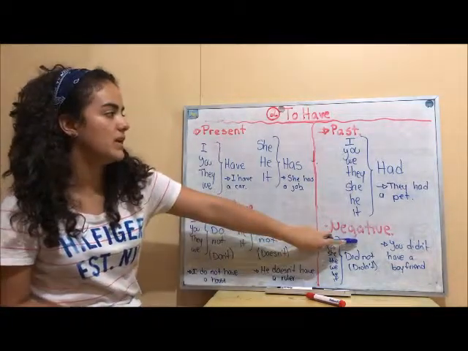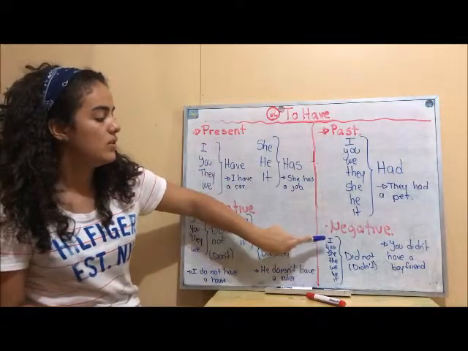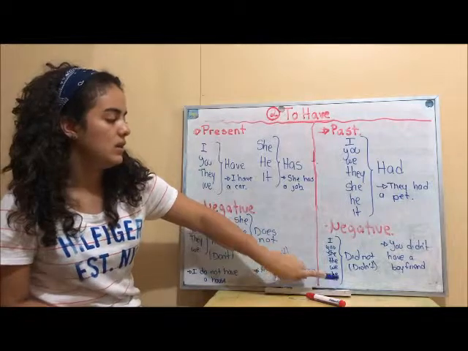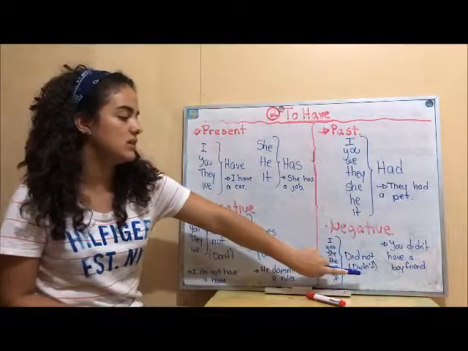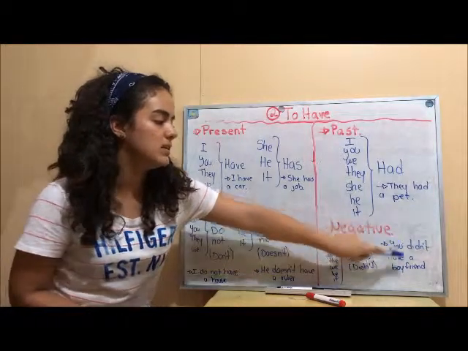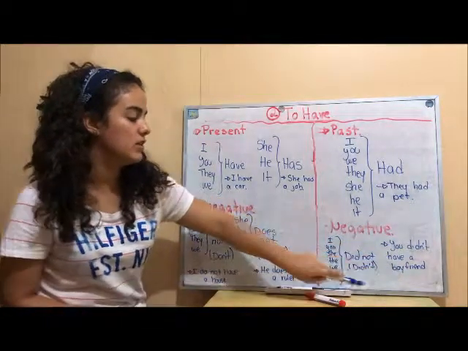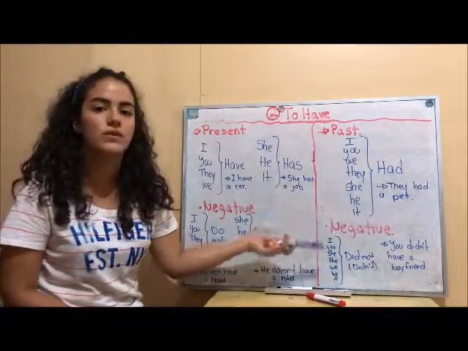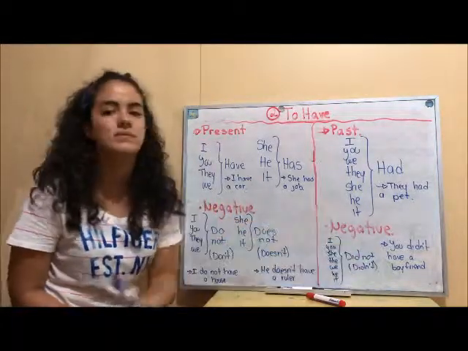And now in the negatives, for the past, for I, you, she, he, we, they, and it, we have did not, and the contraction is didn't. So for example, you didn't have a boyfriend, but we can also say she didn't have a boyfriend, he didn't have a boyfriend, or they didn't have a boyfriend.